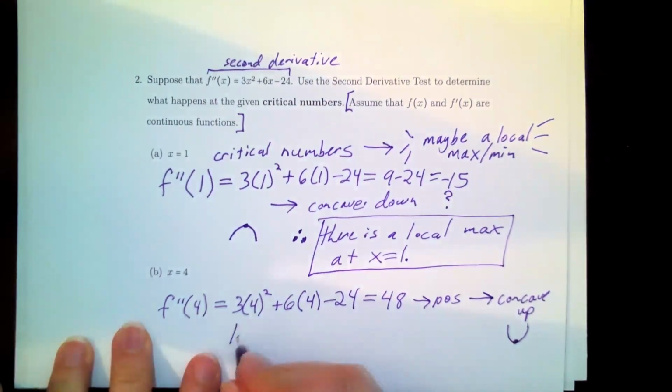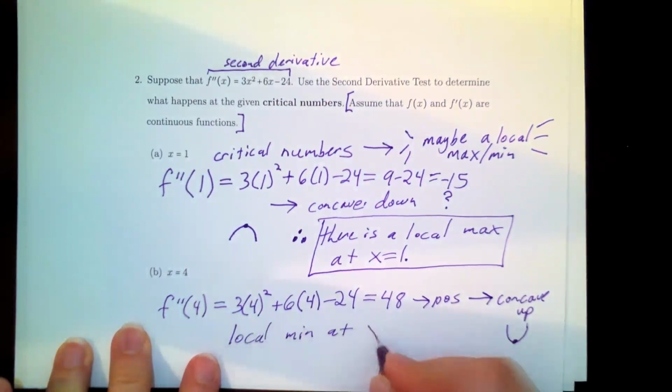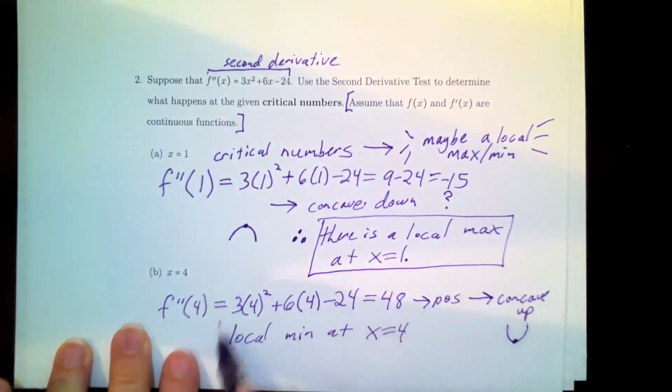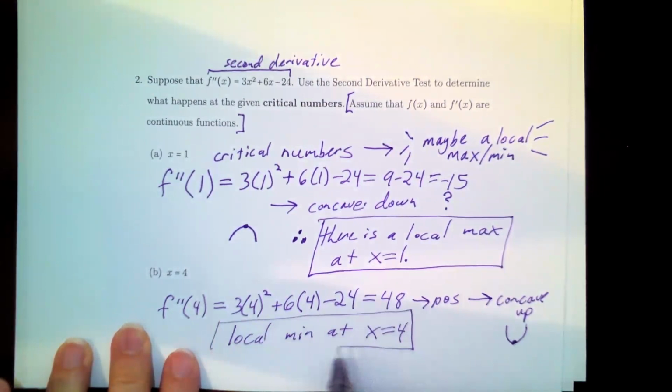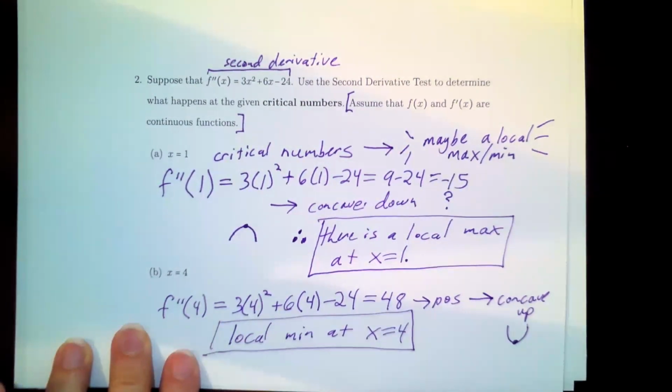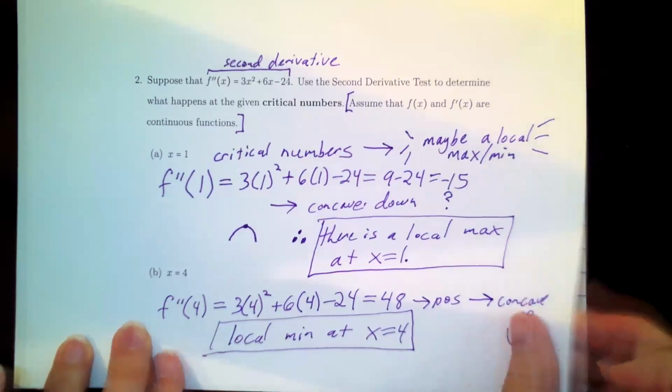So what we would say here is there's a local min at x equal 4. And that's it. Since I don't have the original function, I can't find the y value. This is all we can say. There's a local min somewhere along x equal 4.